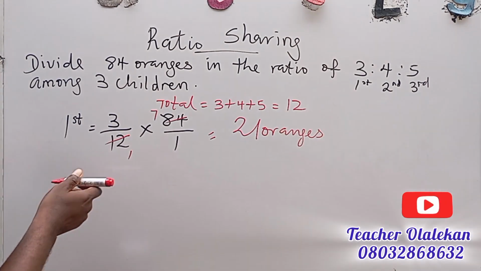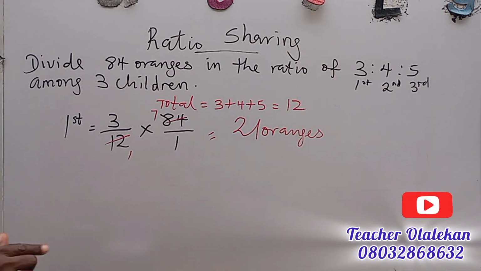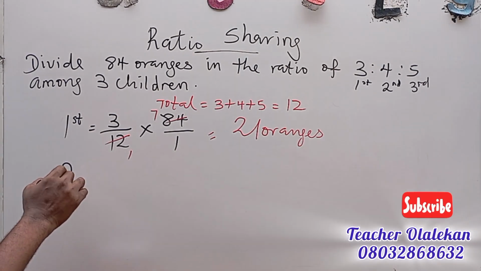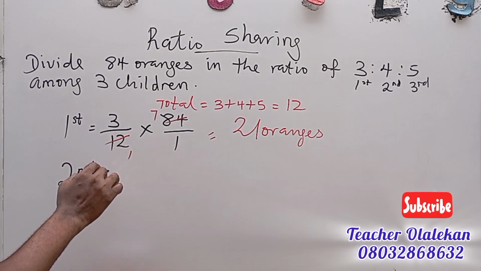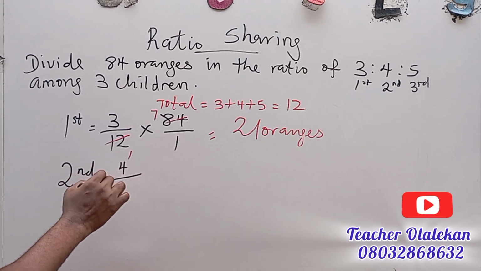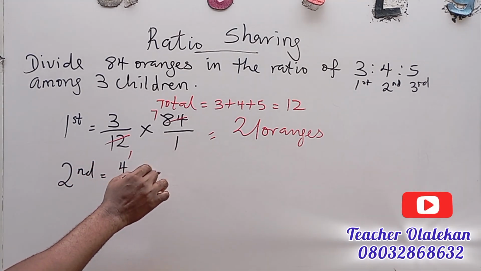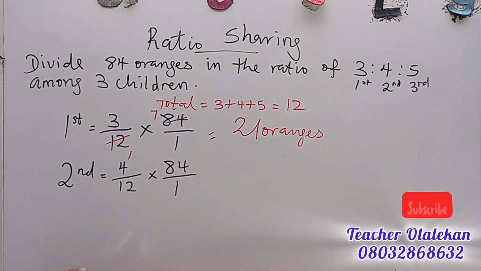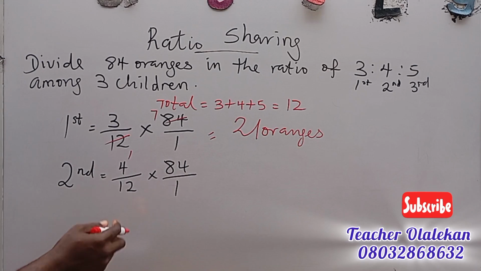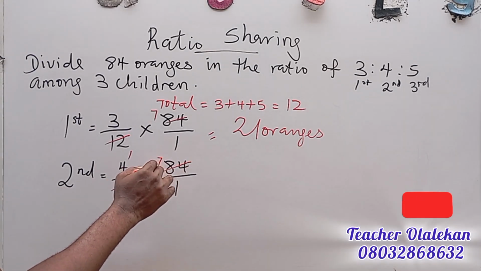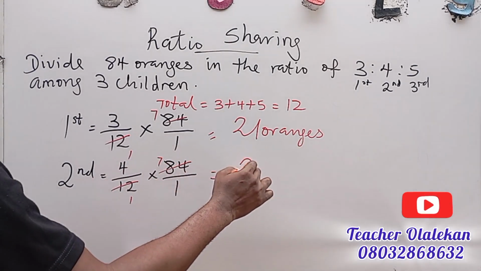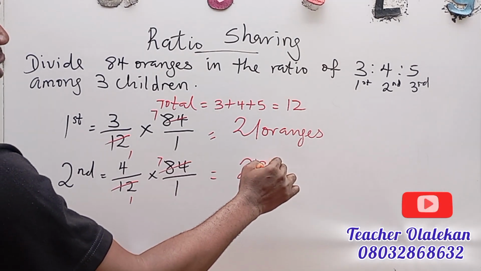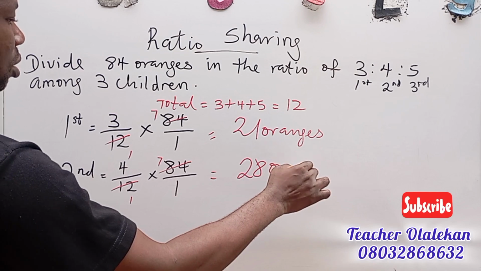Okay, so the second child, now let's calculate for the second child. The second child will be 4 over 12 times 84 over 1. So that's for the second child. So 12 here 1, 12 here 7. 7 times 4, that's 28. So that means the second child gets 28 oranges.